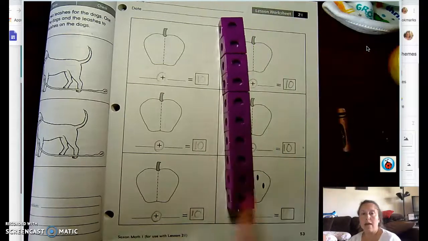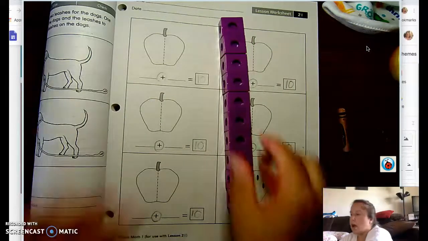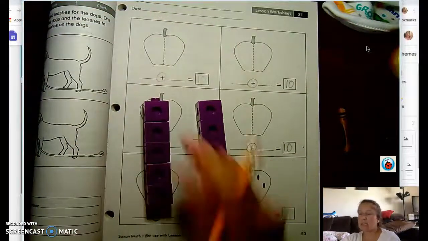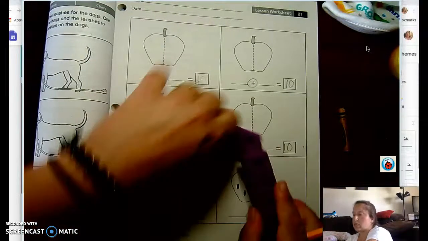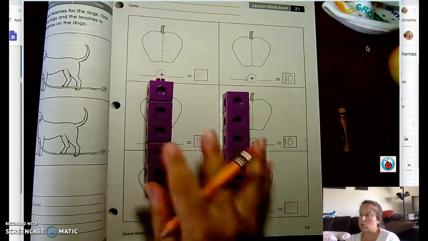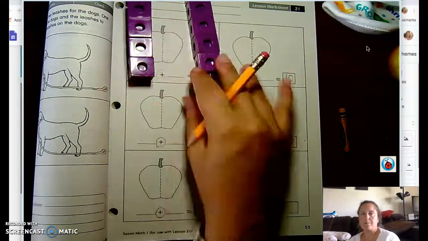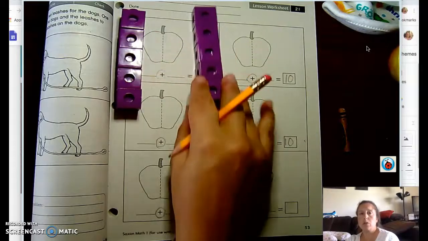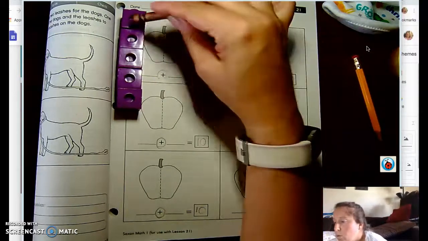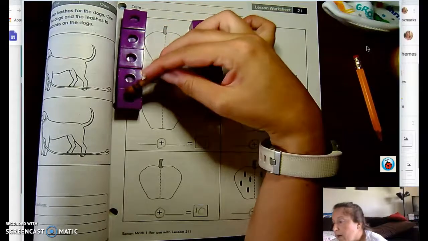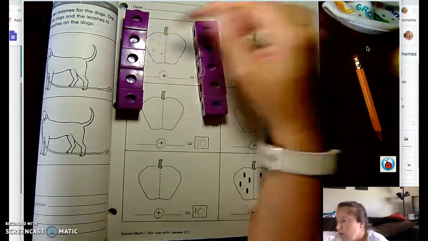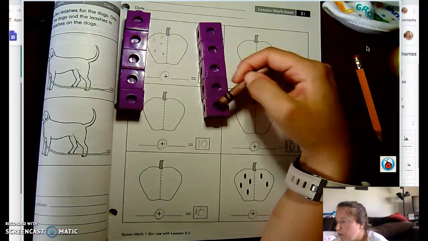So here I have my 10 blocks. I want to show different ways of making 10. So I'm just going to take mine and split it like this. And let's pretend that these are 2 halves of an apple. Now I need to count my blocks and draw my seeds inside my apple. 1, 2, 3, 4, 5. And 1, 2, 3, 4, 5.